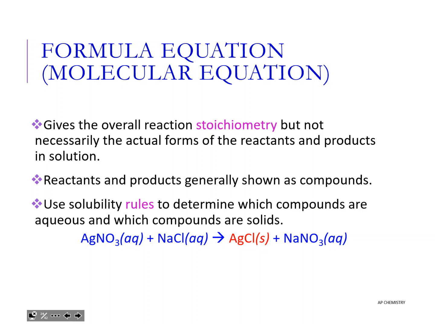The silver's +1, the nitrate's -1, the sodium's +1, the chloride's -1. So everything ends up being 1 to 1 here. So that's a really easy example. Now, they don't always, because some equations have balancing and have coefficients.